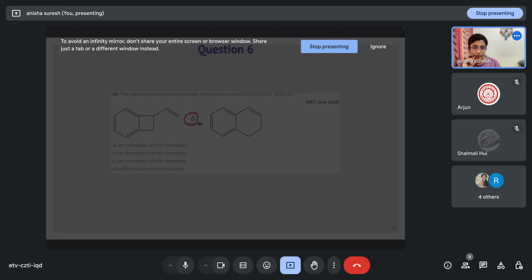So what will be the two different processes? First we can ignore this part, okay? We will be considering this part only. So here it is 1, 2, 3, 4, a 4n electron system, right? Or if we redraw it in this fashion, it will be easy to see like a 4n electron system. Maybe these aromatic electrons are also involved. So it is a 4n electron system in the first case.